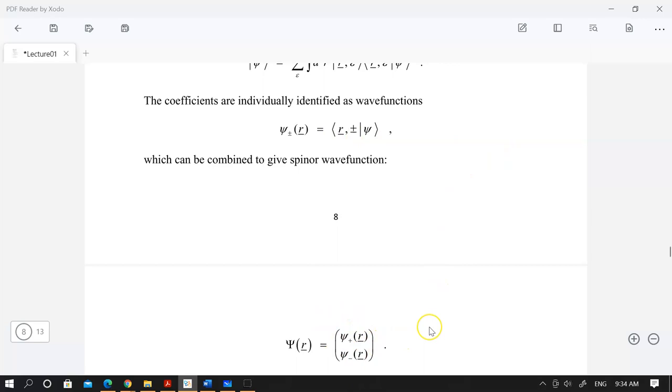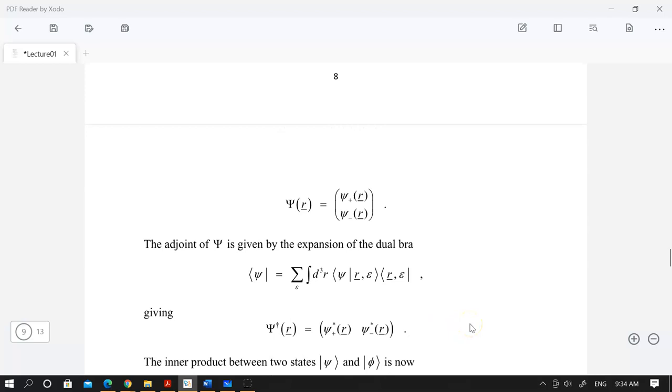The adjoint is just simply what? The adjoint is just simply taking the dual vector, the bra vector, and then expanding it again in terms of your position eigenbasis and the spin basis. And then you get the psi adjoint given by, here is a 2x1 matrix of functions. These are functions, top and bottom. Here you have a 1x2 matrix of functions. Okay? So the relationship between this is just the complex conjugate and then the transpose.